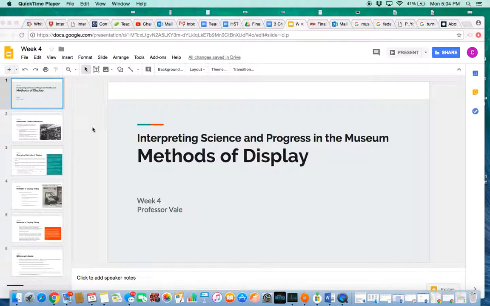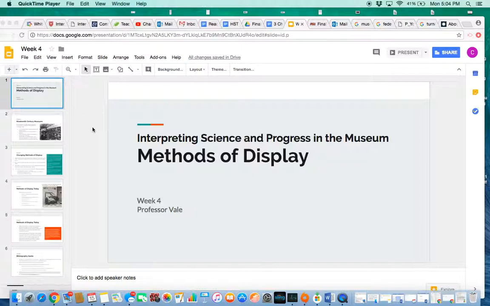We are in a new module now. Now we are turning to look at interpreting science and progress in the museum, which more simply defined is for us to look at some examples of how science is displayed in the museum and moving forward from getting our general background information about this topic.